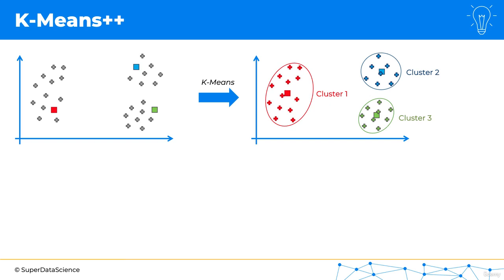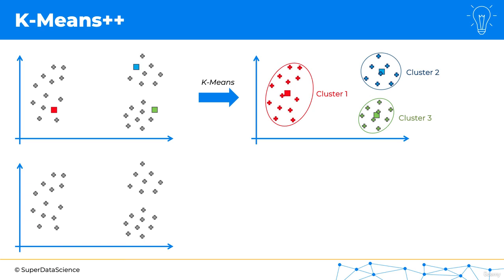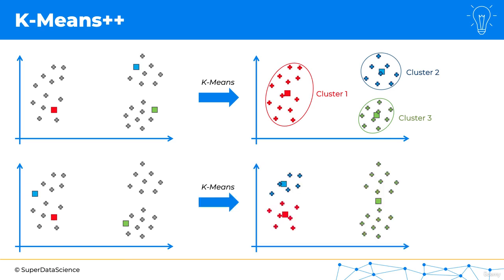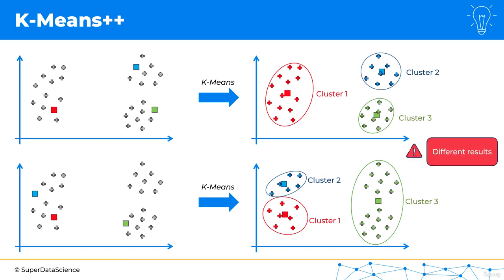So that's quite straightforward. But now let's say we have the same data set and we apply k-means again, but because the centroids are initialized at random, let's say they were initialized in the following way. And then once we apply k-means, we will get a different set of three clusters. And this is not good. The results are different in these two runs of the same machine learning model, this k-means. And they're only different because the initialization of the centroids was different. We didn't change anything else. And this is called the random initialization trap.